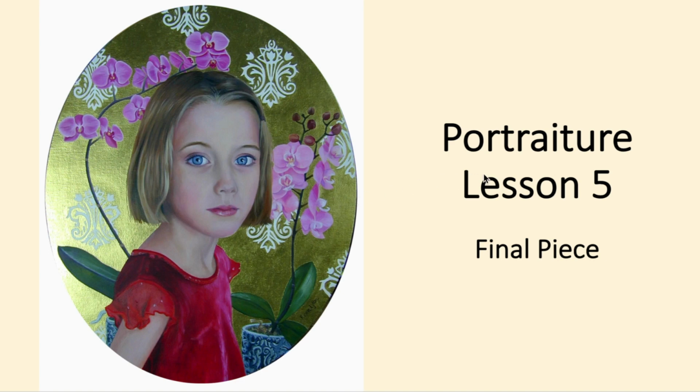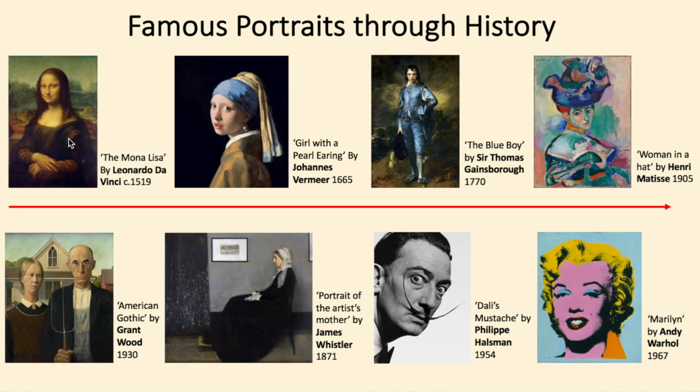This is Portraiture Lesson 5, final piece, where we're looking at how to create a portrait of your own. These are a few of the most famous portrait paintings that you may recognise, particularly the Mona Lisa, which was Leonardo da Vinci's portrait that he absolutely loved and refused to give to his client. You can see that they're all quite different. You either got the full figure or just the face.